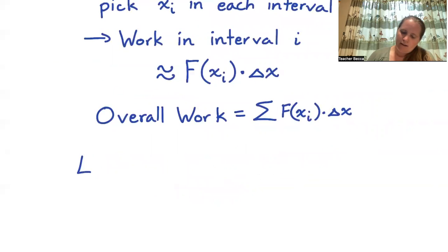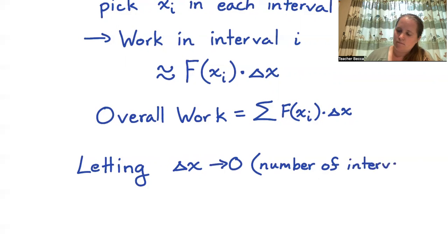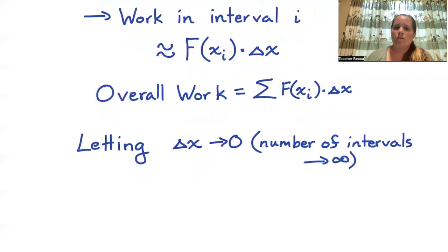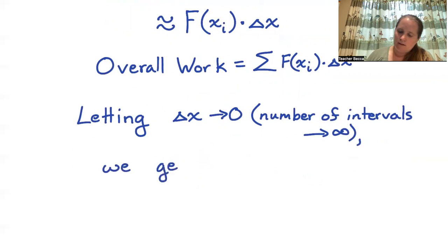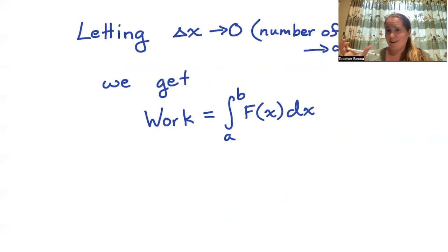So if we let delta x go to 0, or in other words, let our number of intervals go to infinity, then we get that the overall work should be equal to the definite integral from a to b of f of x dx, where a and b are the beginning and end points for our distance, and f of x is the force at displacement x from a.